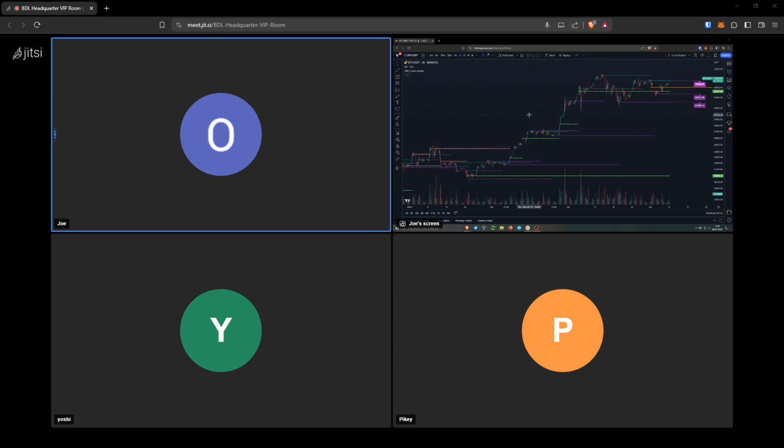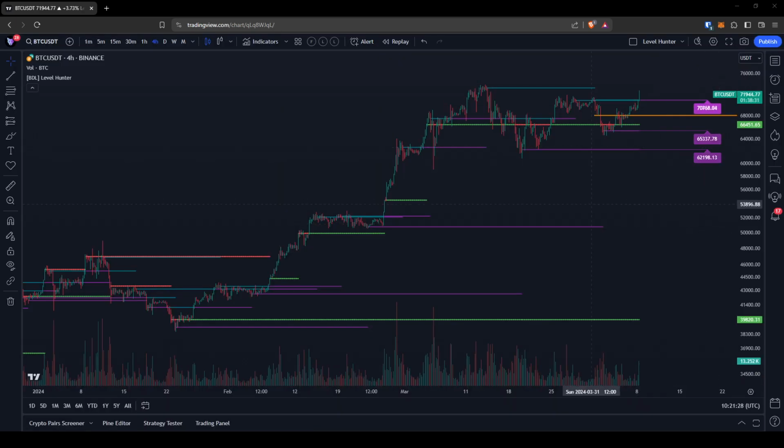Let's go straight to the level hunter screen. Let me swap. So Yoshi, you are the level hunter expert. How are we gonna start?